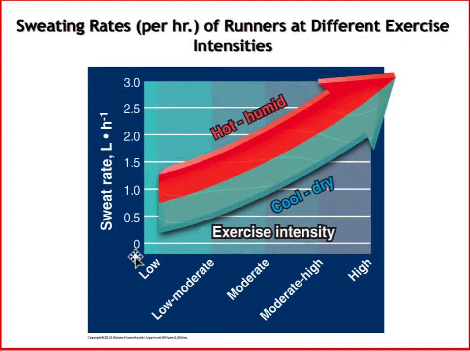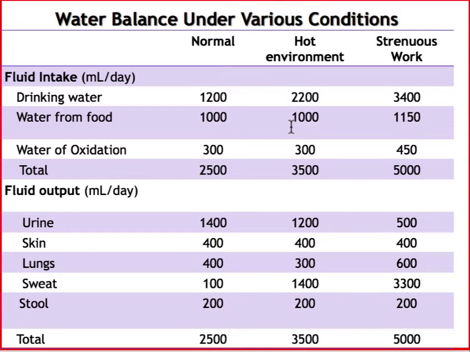And so this is just looking at exercise intensity, and this is sweat rate, and so you can see in a cool, dry environment how the sweat rates differ versus in a hot, humid environment. And so if you usually train in a cool, dry environment, and you're training in a hot, humid environment, you need to be aware that that's going to change your body's production of sweat. So you have to think about that when you're thinking about fluid and electrolyte replacement.